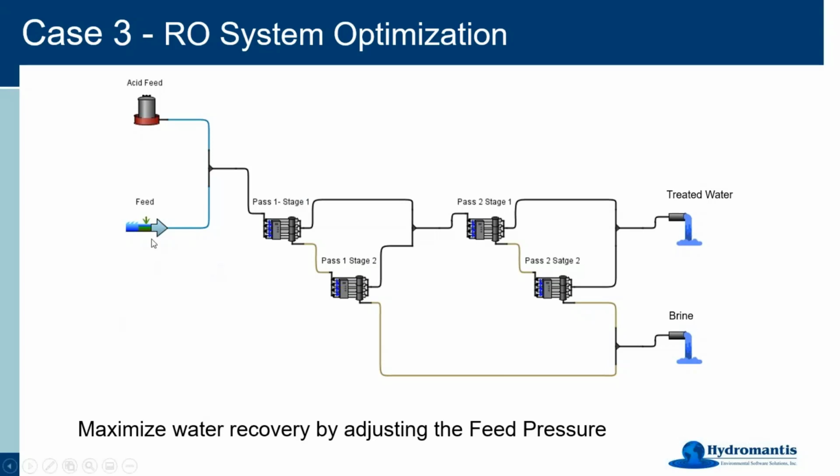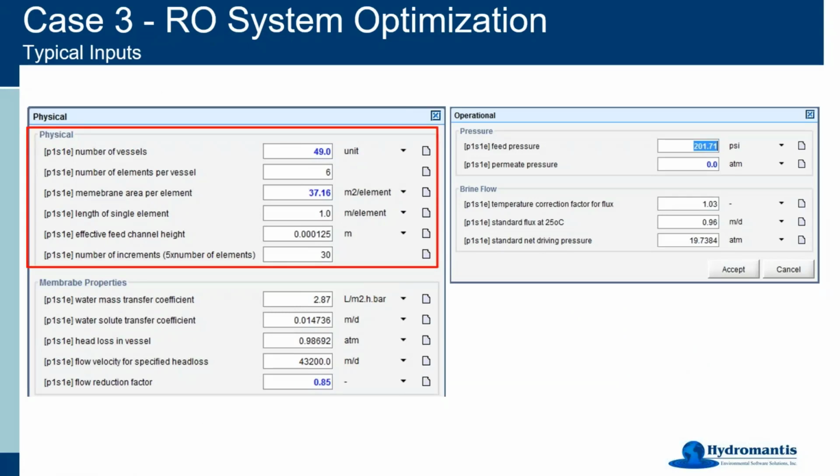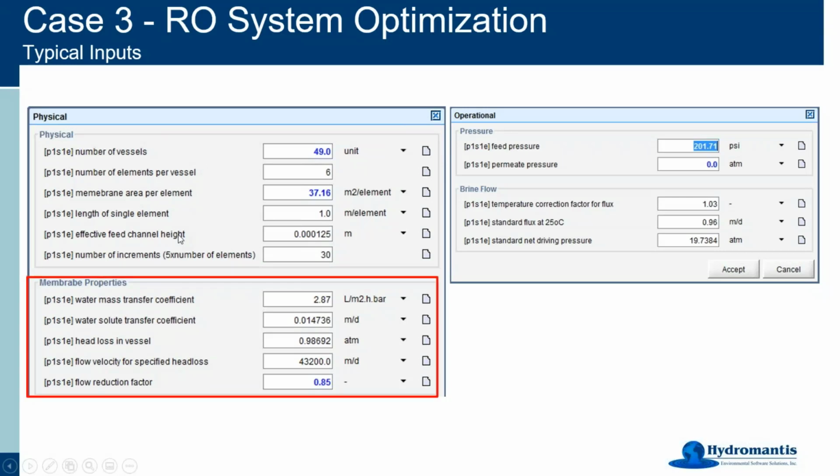We have a feed, and in this particular case we wanted to see how the feed pressure in each of these modules affects the overall water recovery of the system. So we set up the model, and just to go through some of the typical inputs, you need to set it up with respect to the number of vessels, the membrane area, and some of the other properties of the membrane unit here, followed by the membrane properties themselves, for example the mass transfer coefficient of the water and the mass transfer coefficient of the solute. So you can set up those things.